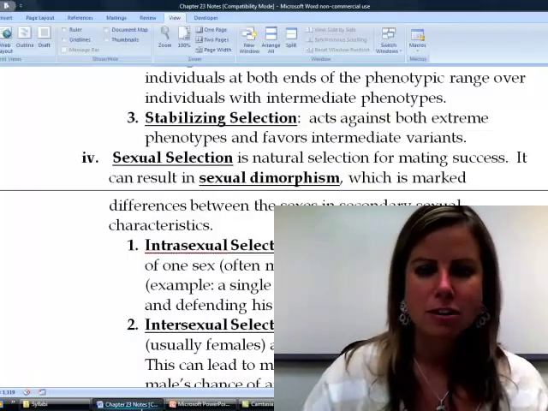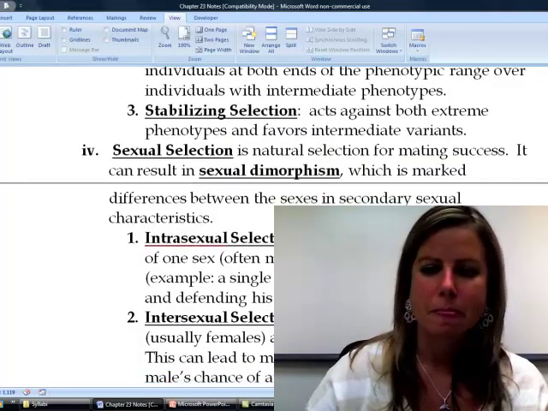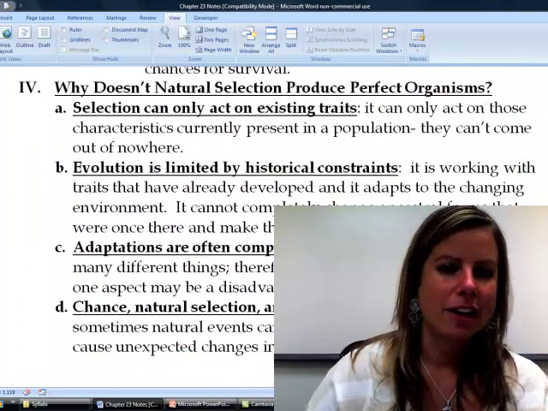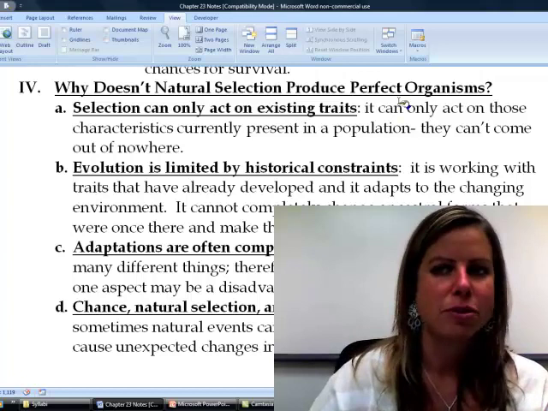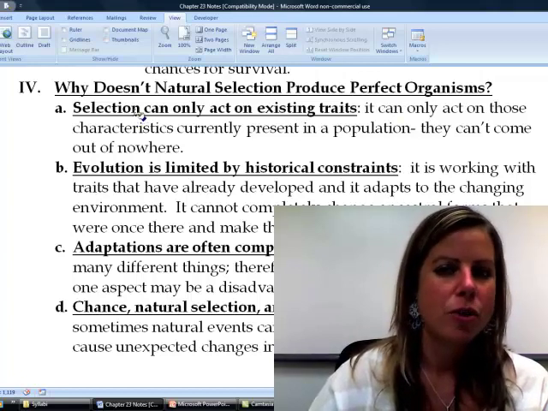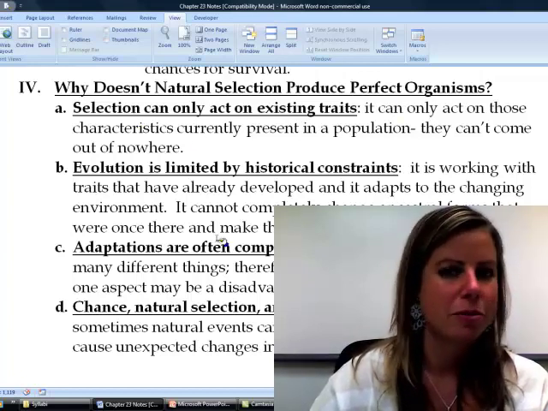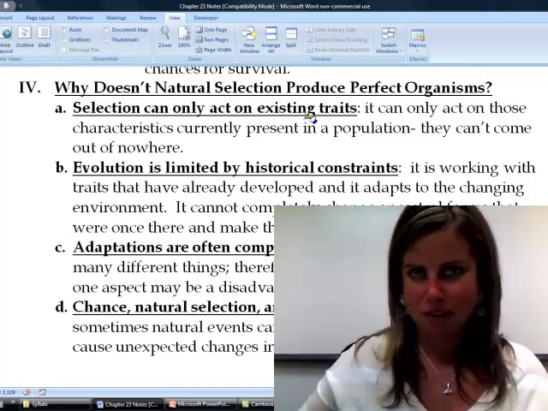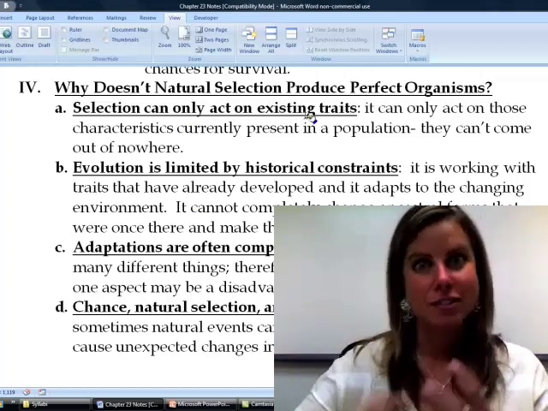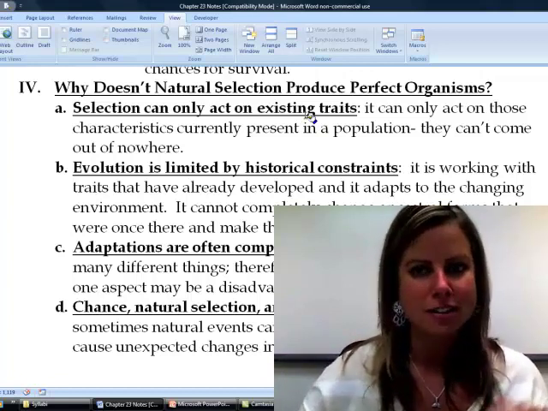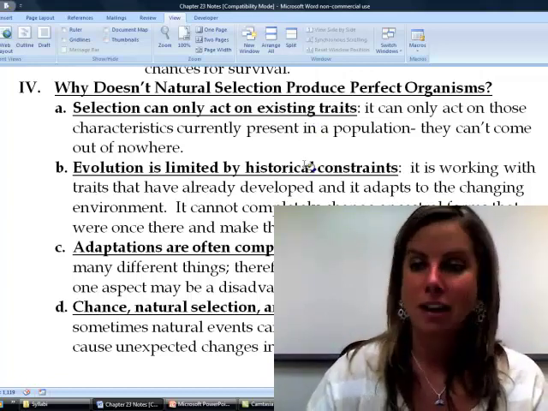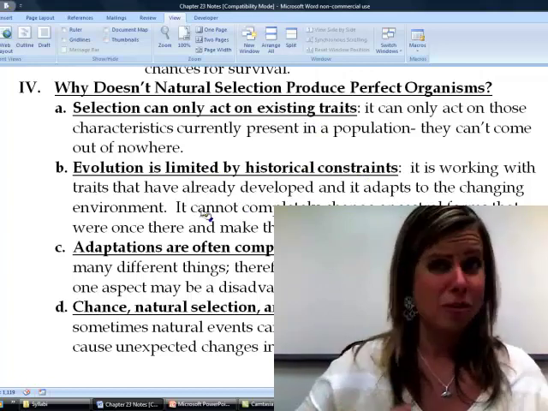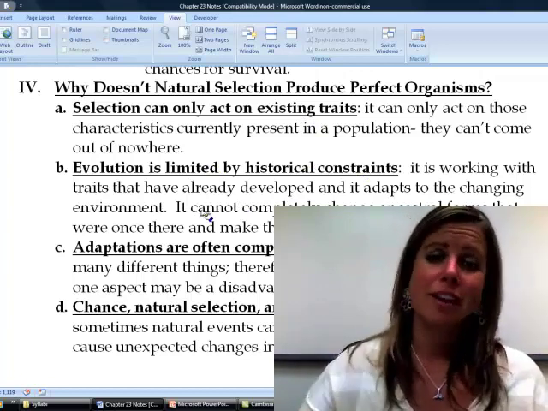So if we go back to your notes, just to finish up, one question I get asked a lot is why natural selection doesn't produce perfect organisms. So you can look these over. We're going to discuss this more in class, but selection can only act on what's there, so we can't just come up with something out of nothing. It's got to have something to work with, so it's a slow process. Evolution is limited by historical constraints. Once again, it takes a long time to happen. It's only got to be working with what it's got.